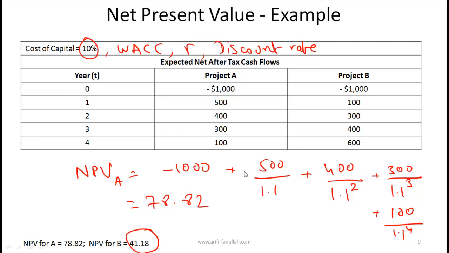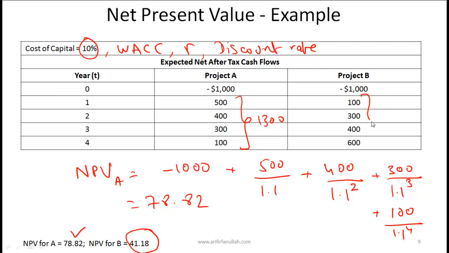Now just a few points I want to highlight with these two projects. Number one is, if these were mutually exclusive, then obviously you do project A because it has a higher NPV. Another point I want to highlight is the importance of the timing of cash flows. If you look at both projects, in both cases we've invested 1000, and if you simply look at the undiscounted cash flows for project A and add up these numbers, you have a total cash inflow of 1300.